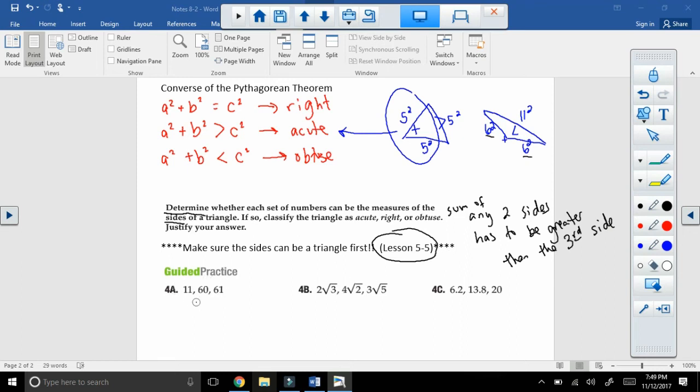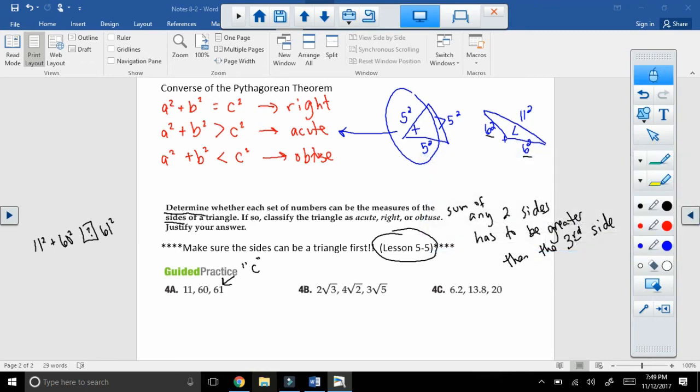So before I plug this into the converse of the Pythagorean theorem, I'm just going to check: 11 plus 60 is greater than 61, so I can check it out. And just make sure that your biggest side is C, because otherwise it's not going to work out right either. In this case, they have them already listed smallest to largest. So I'm going to write 11 squared plus 60 squared, and I don't know if it's equal to 61 squared. I'm going to figure that out.